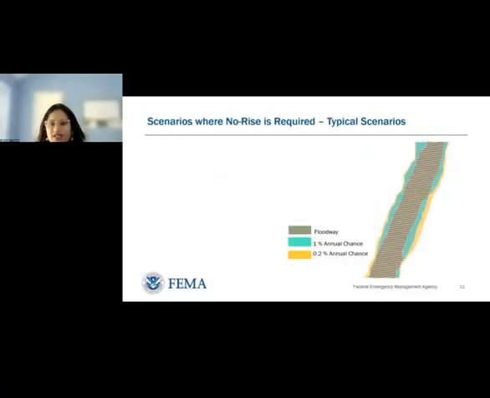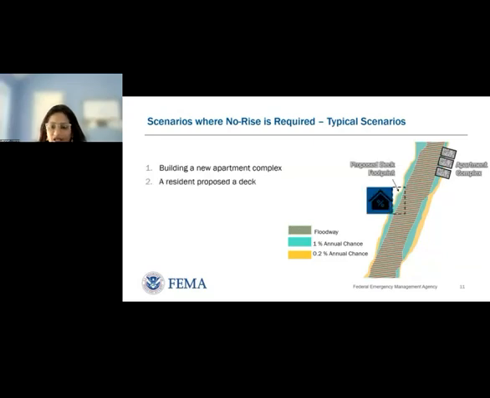So scenarios where no rise is equivalent, it doesn't matter whether it is 1D or 2D, the scenarios are the same. The typical scenarios are structures impacting, built near or close to an SFHA, a special flood hazard area, which includes building a multi-family apartment complex. A scenario could be a resident proposing a deck close to a floodway, or a commercial development to build a shopping center. Any of these are typical scenarios where you would get a request for review.